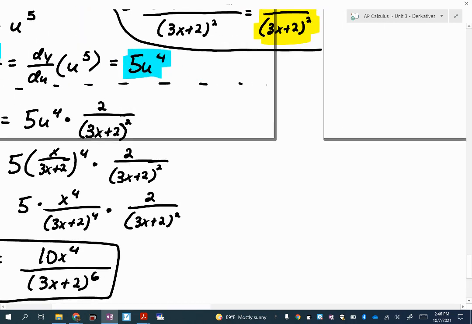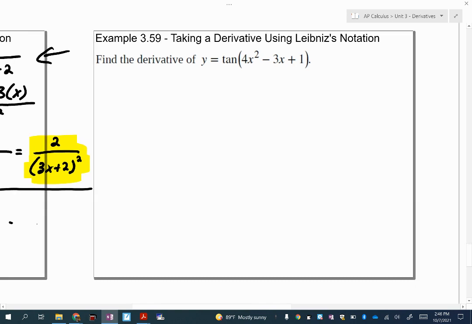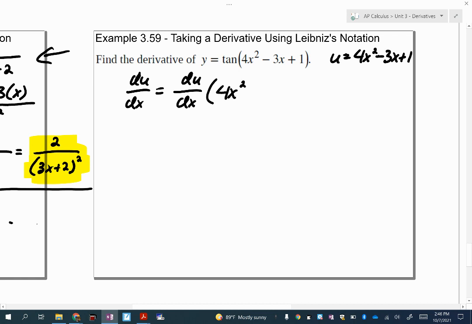All right, let's do one more like that. So one more where we're using Leibniz's notation. All right, so again, I'm going to write this as y equals the tangent. I'm sorry, let me write this first. That u is equal to 4x squared minus 3x plus 1. All right, so I'm going to first find du over dx, which is the derivative of 4x squared minus 3x plus 1.